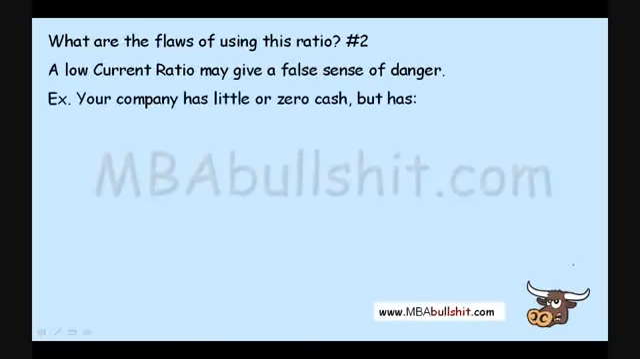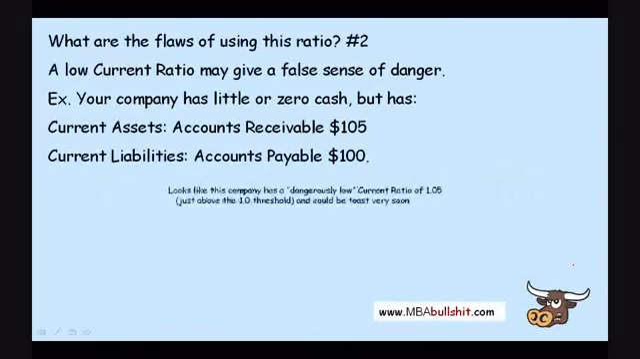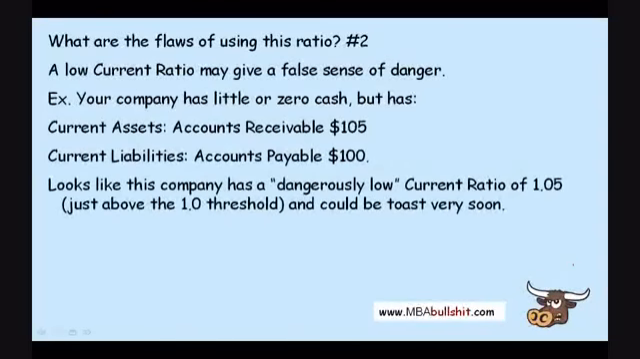Let's say your company has little or zero cash, but has accounts receivable of $105 as your current assets and current liabilities in the form of accounts payable of $100. So it looks like this company has a dangerously low current ratio of 1.05. So it's just a little bit above the 1.0 threshold. And so this indicates that your company could get burned very soon or very easily.